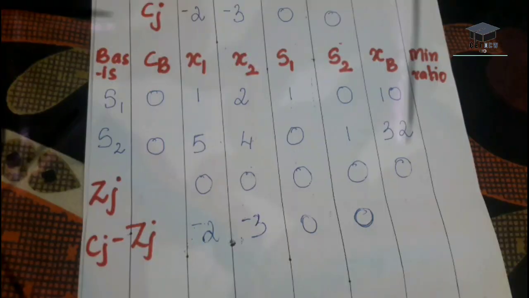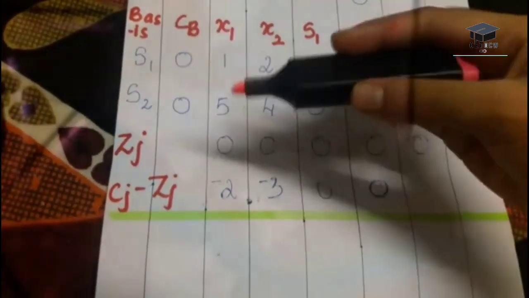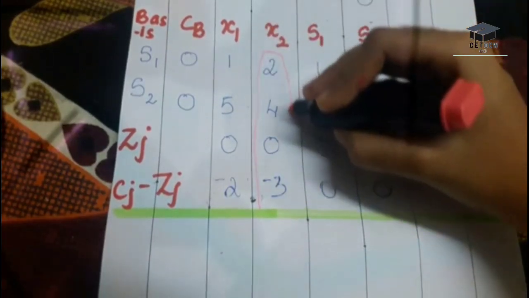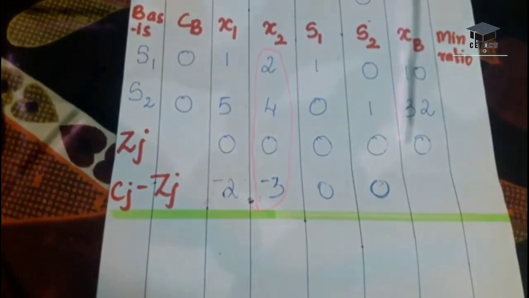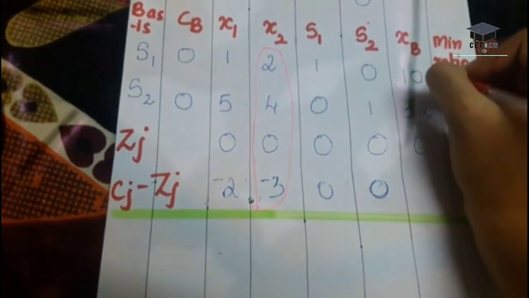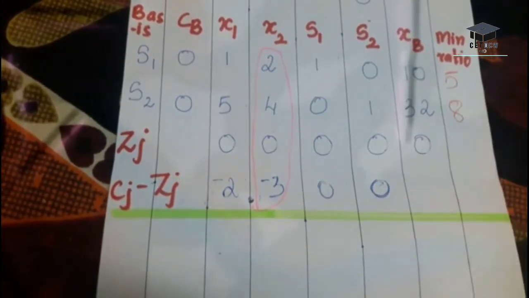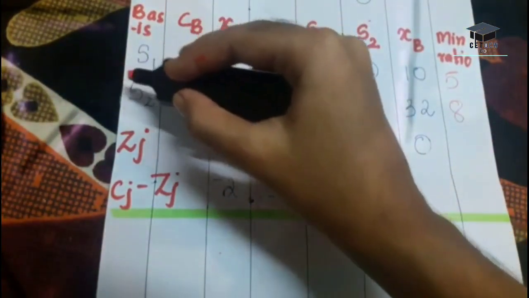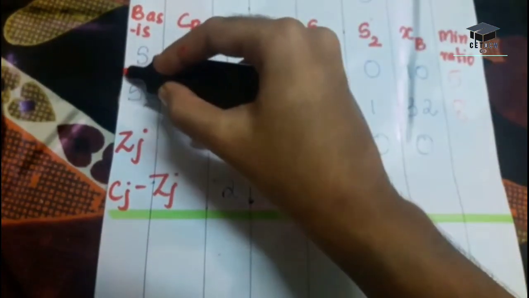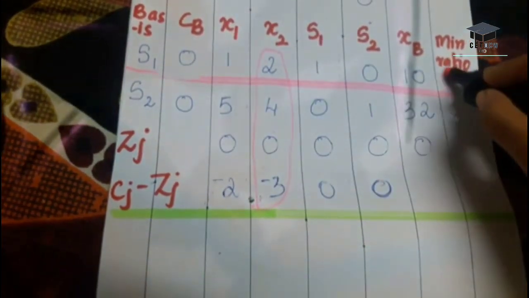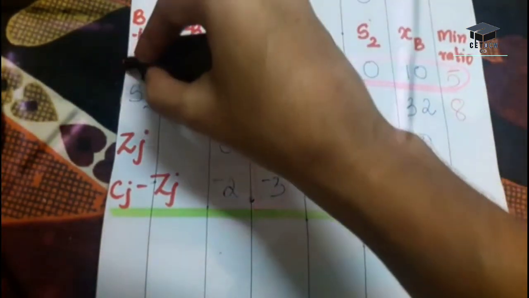Since this is a minimization problem, we have to take the least minimum value, that is minus 3 here, whereas in maximization we take the maximum positive value. Here we take the least minimum value, minus 3. Then we divide each x_B, 10 by 2, then 32 by 4, to get the minimum ratio, and we take the minimum value from the minimum ratio, that is 5 here, and we select that row which is going to be replaced. Here S1 is going to be replaced by the column x2.